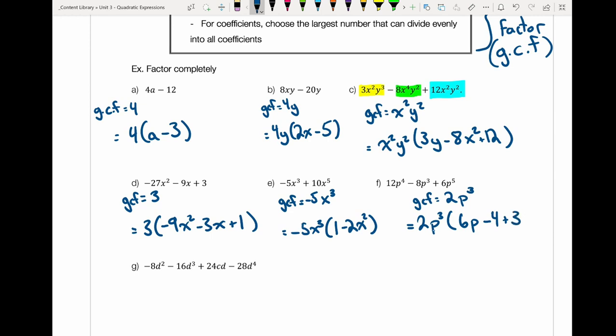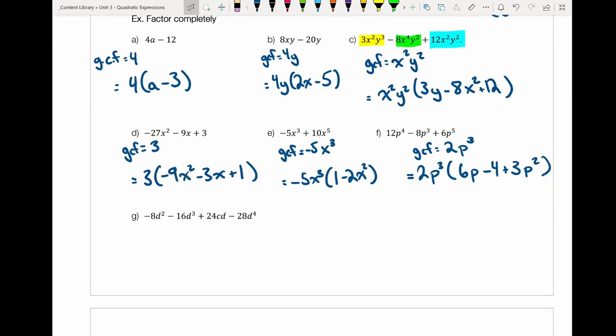P to the power of 5 divided by p to the power of 3 is p to the power of 2, or 5 minus 3, which gives me the power of 2. And this is my factored form. So I've factored as much as I can. There's nothing that will divide into all three of these terms in the bracket, so I've gone as far as I can go.